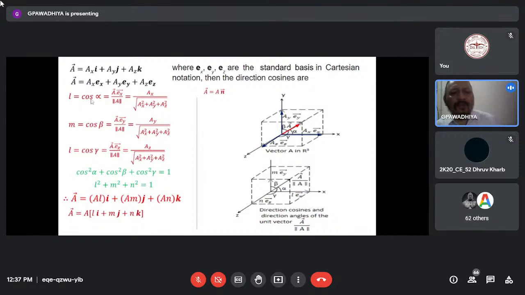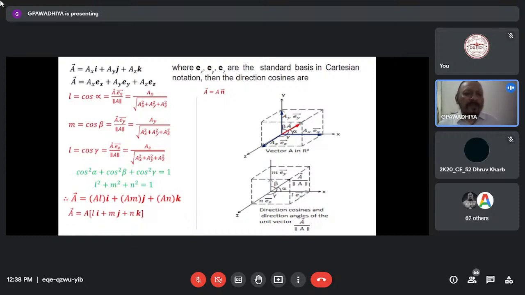We take cos alpha as one typical value and define it as L. Most texts use L, M, and N as the definition for direction cosines. So L is cos alpha, M is cos beta, and N, this is N actually, not L, it's a typing mistake, is cos gamma. We can obtain M and N in the same manner. And we know from trigonometry that cos squared alpha plus cos squared beta plus cos squared gamma is equal to unity. So L squared plus M squared plus N squared is equal to unity. When we sum the squares of the direction cosines, we get unity. This is a very important condition equation.